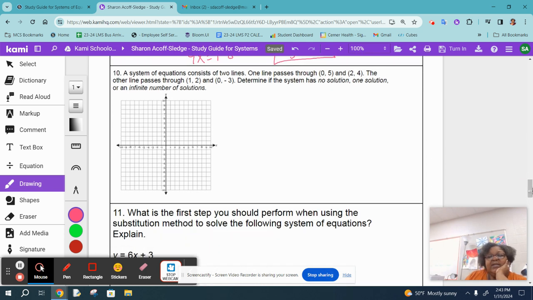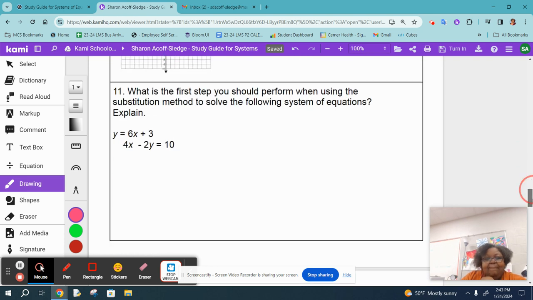This one is simple. One line passes through these 2 points. Determine if it has no solution. 0, 5, which is the y-intercept. 2, 4. Draw your line. 1, 2. And 0, negative 3. Draw your line. So they intersect one time. They're not asking us what the solution is. So it intersects one time. They intercept in one spot.